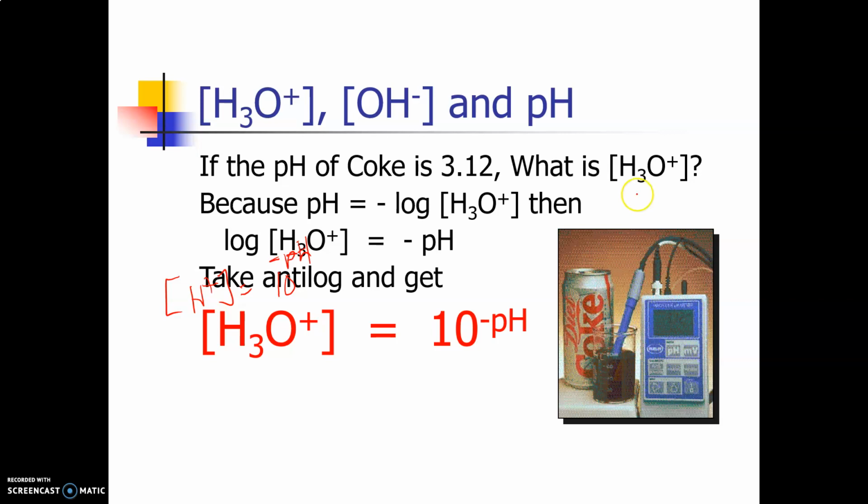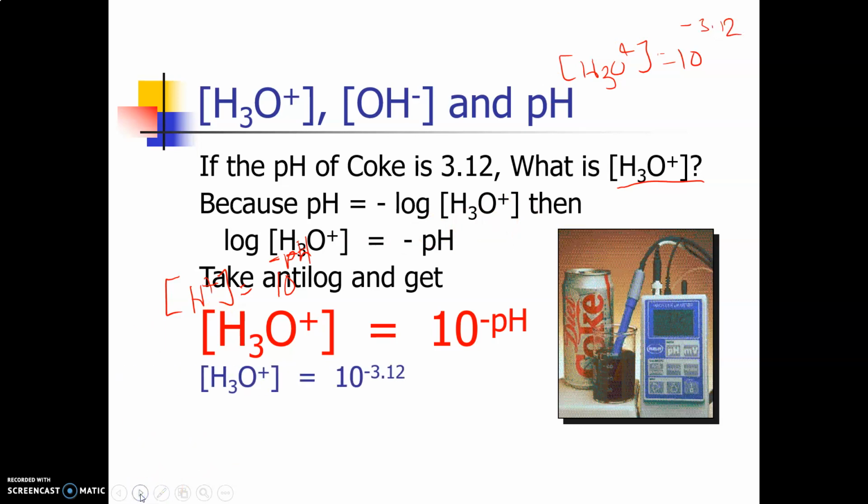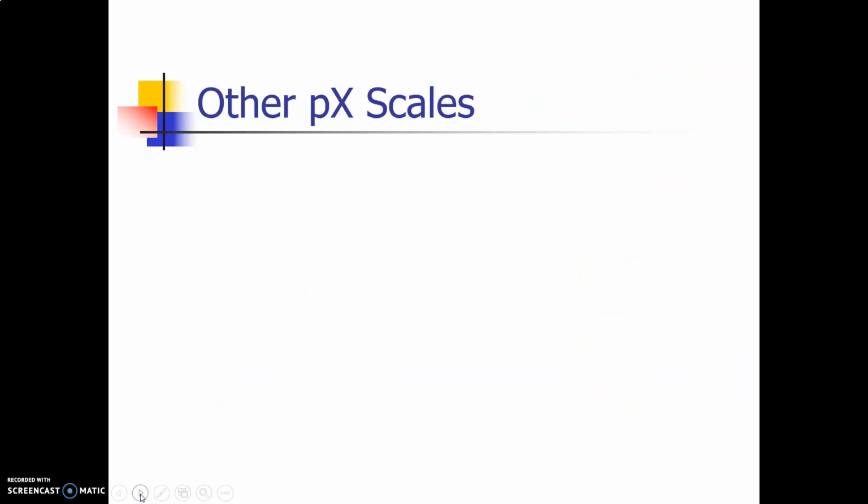So to calculate the concentration of hydrogen for that, it equals 10 power of minus 3.12. And let's check here. It equals 7.6 times 10 power of minus 4 molar. I think this is easy, right?